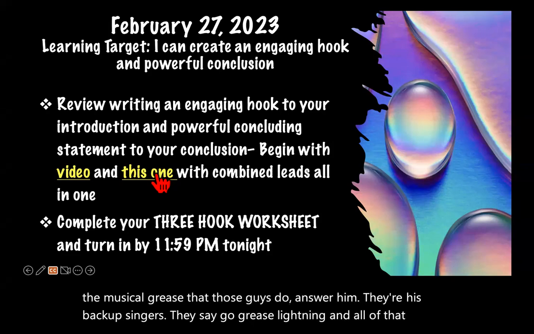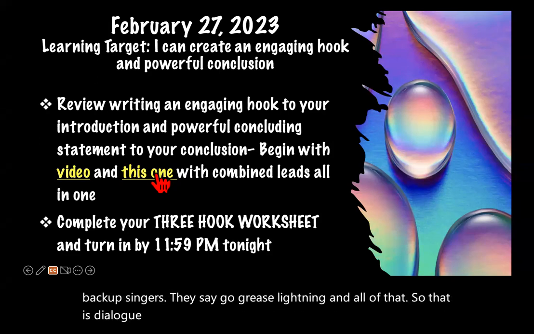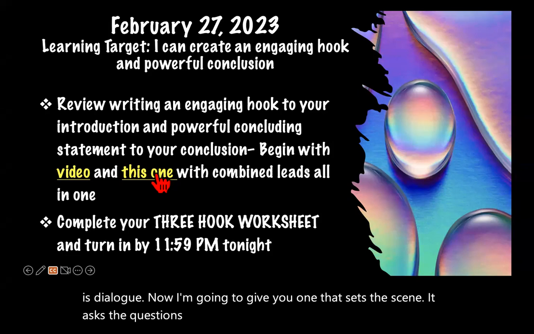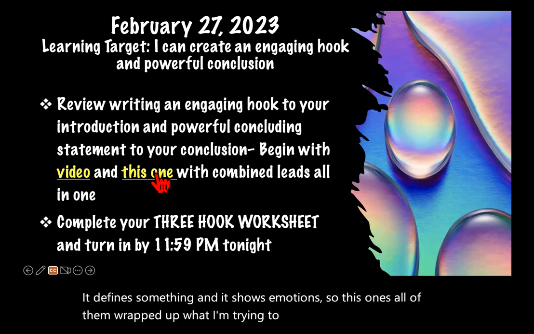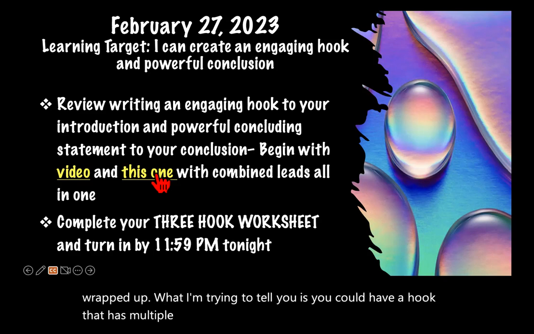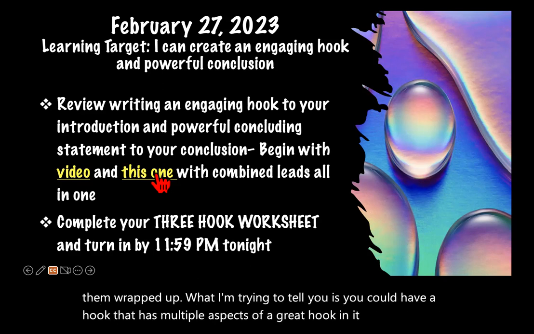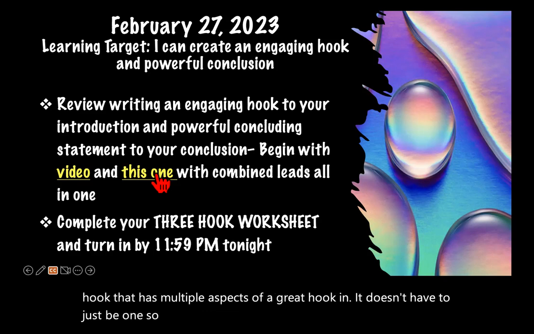So that is dialogue. Now, I'm going to give you one that sets the scene, it asks the questions, it defines something, and it shows emotions. So this one's all of them wrapped up. What I'm trying to tell you is you could have a hook that has multiple aspects of a great hook in it. It doesn't have to just be one. So just keep that in mind.